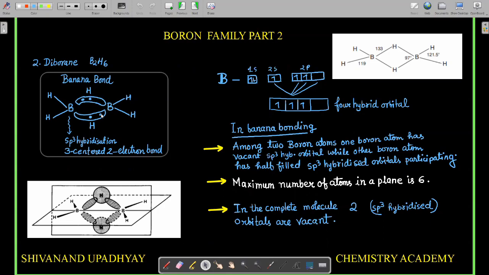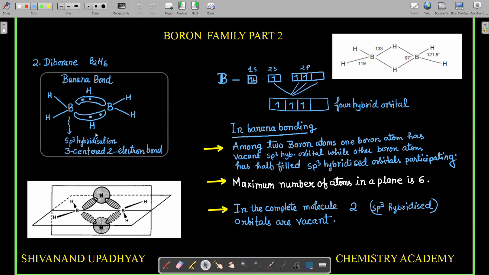Similarly, here this electron is from this boron atom, and these are 2 normal covalent bonds. This hydrogen has this electron, right? So these 2 electrons are shared between this and this atom. So again, it is forming a banana bond. This boron is sp3 hybridized. So we have to discuss which type of atomic orbitals of boron are participating in hybridization.